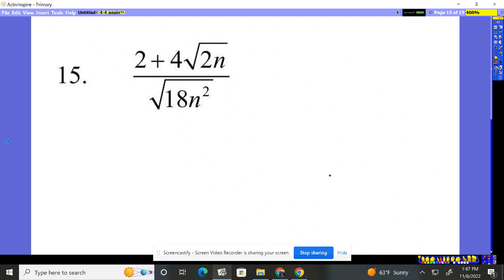Number 15. Okay, we need to clear out the bottom. Can't have a root in the bottom. No radical allowed down there. So let's just multiply by 18n squared. Now, granted, we could pull some things out of there. We could actually make that a little simpler, and it might simplify our problem, but I'm not going to worry about it right now. We're going to deal with that in a little bit. I think it might just be easier for you guys, for the most part, to just multiply by what you need to get rid of it.